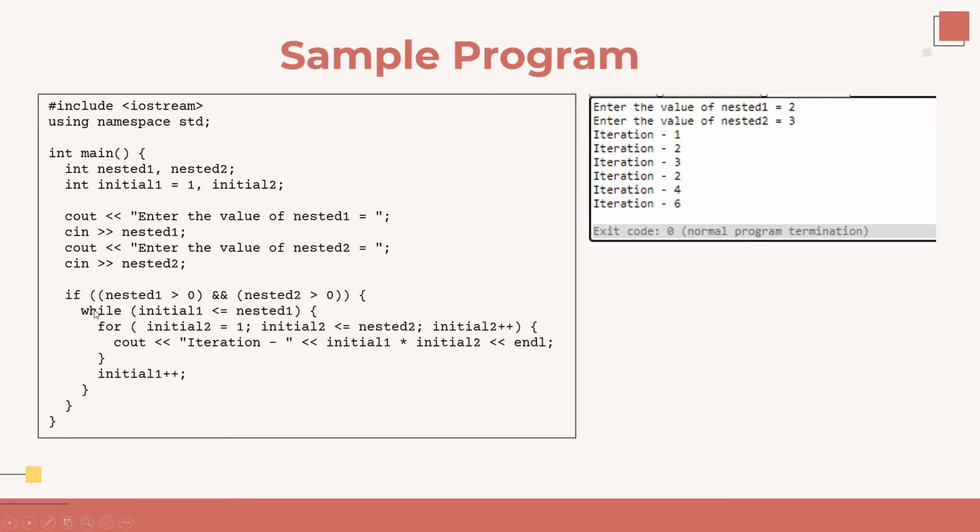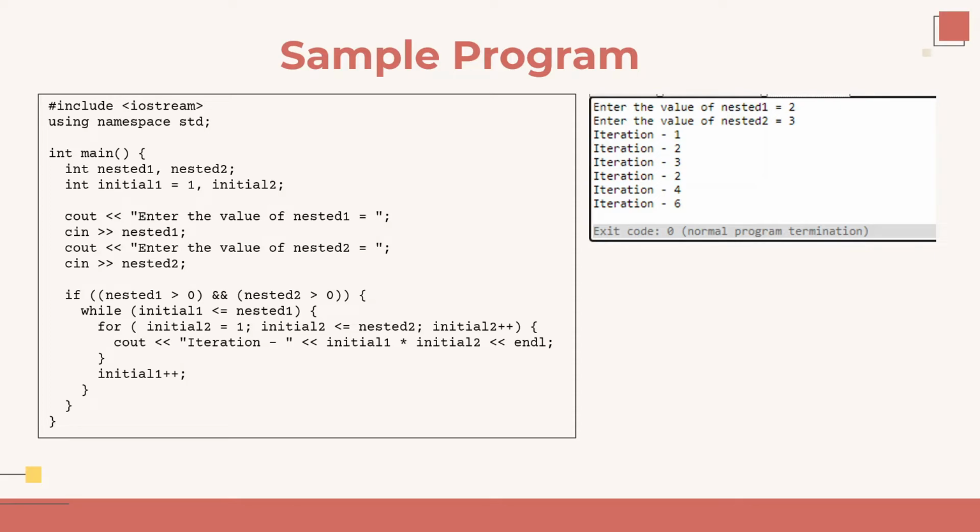And then the if condition will check whether the value of each nested variable is a positive integer or not. If the values of nested 1 and nested 2 are positive integers, then the while loop will be executed. Inside the while loop, the condition will be checked whether the value of initial 1 is less than the value of nested 1 or not. Because the condition is true, the statement inside the while loop is executed.